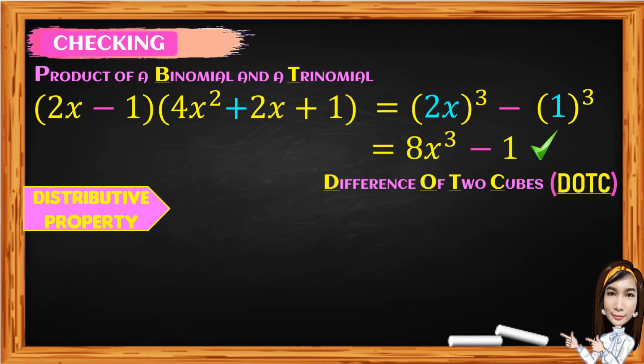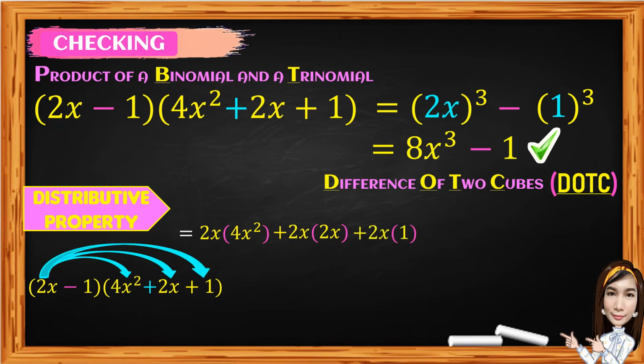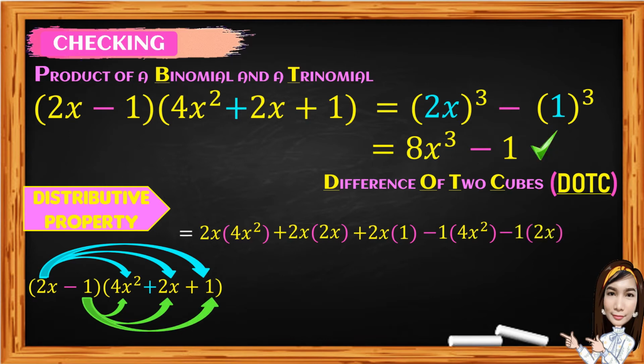Another way is using the distributive property. Given the quantity of 2x minus 1 times the quantity of 4x squared plus 2x plus 1. So we distribute 2x to the first term, we have 2x times the quantity of 4x squared. Distribute 2x to the second term, we have 2x times the quantity of 2x. Distribute 2x to the third term, 1, we have 2x times 1. And distribute negative 1 to the first term, for x squared, we have negative 1 times the quantity of 4x squared. Distribute negative 1 to the second term, 2x, we have negative 1 times 2x. Distribute negative 1 to the third term.